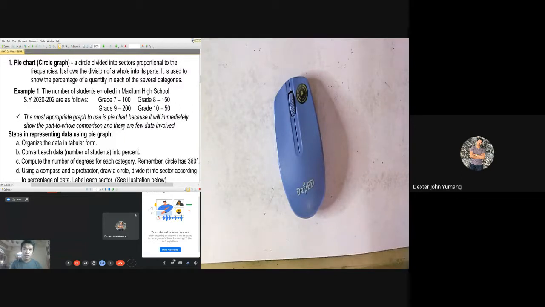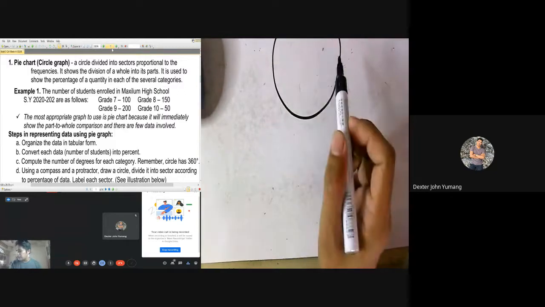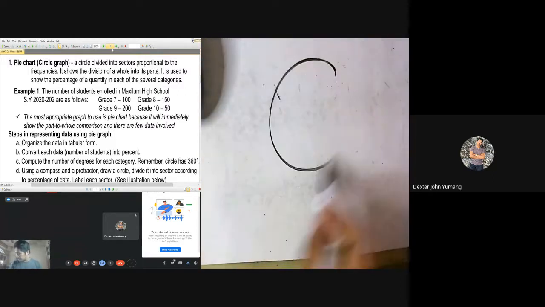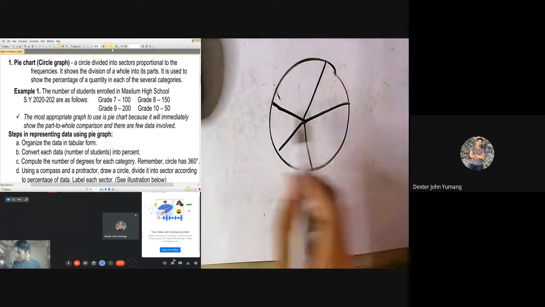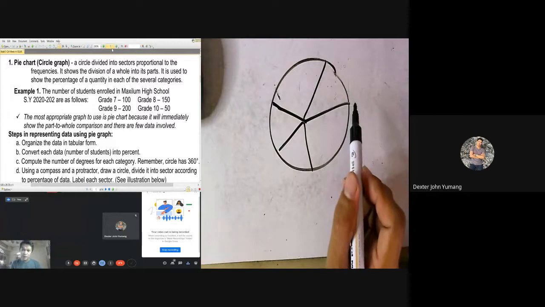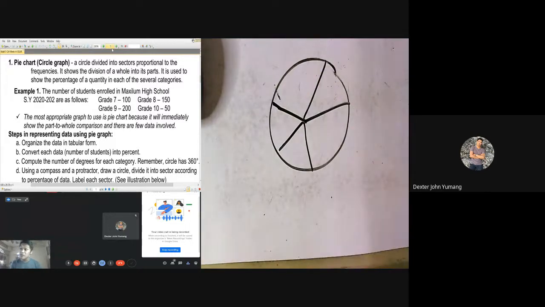In other words, gagawa daw tayo ng isang circle. From the word circle graph, magkakaroon tayo ng circle. Allow me to erase it again. So, gagawa daw tayo ng circle na kung saan i-divide natin ito according to the percentages that it has, or the sectors na tinatawag. In proportional sectors rather. So, when you say proportional sectors, naka-percentage po siya in other words. And it is used to show the percentage of a quantity in each of the several categories.